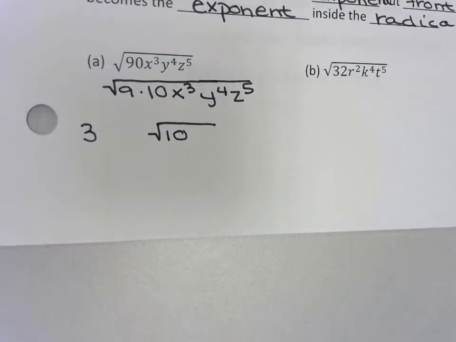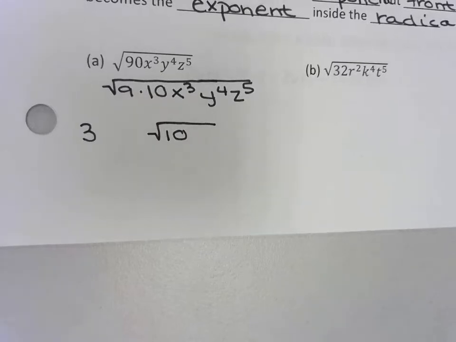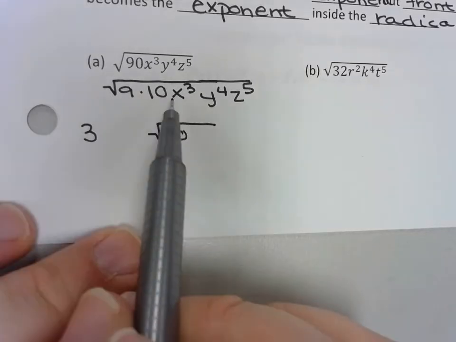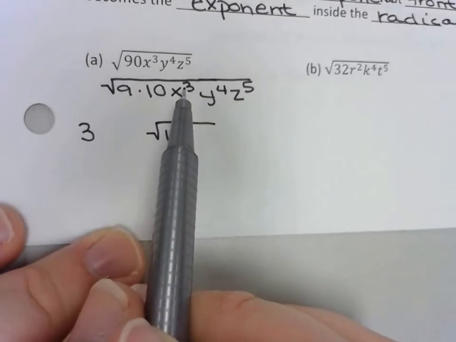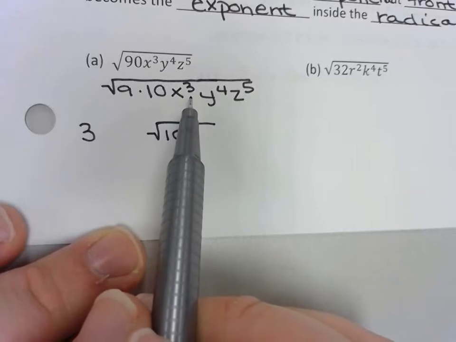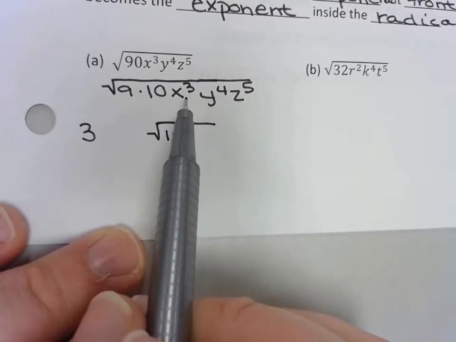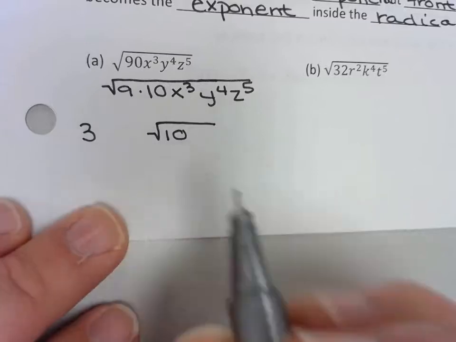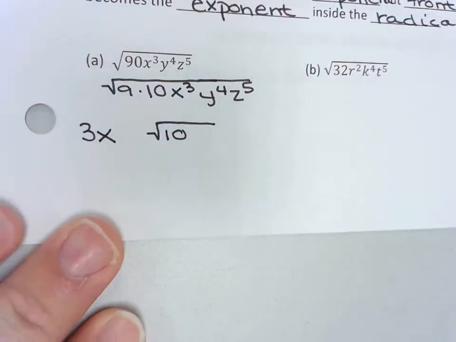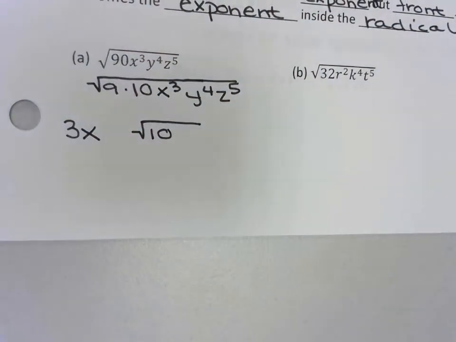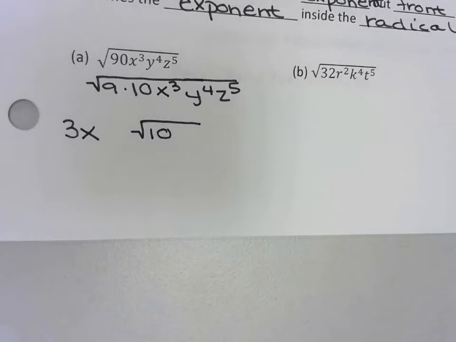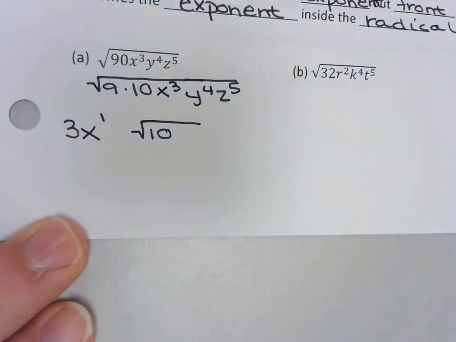And now let's look at each of my exponents. Pay attention here because the exponent is where it gets tricky. Take each exponent and divide by 2. So we're going to look at my x. The exponent is 3. 3 divided by 2. How many whole times does 2 go into 3? 1. That becomes your exponent out front. However many whole times 2 goes into 3 is the exponent out front.